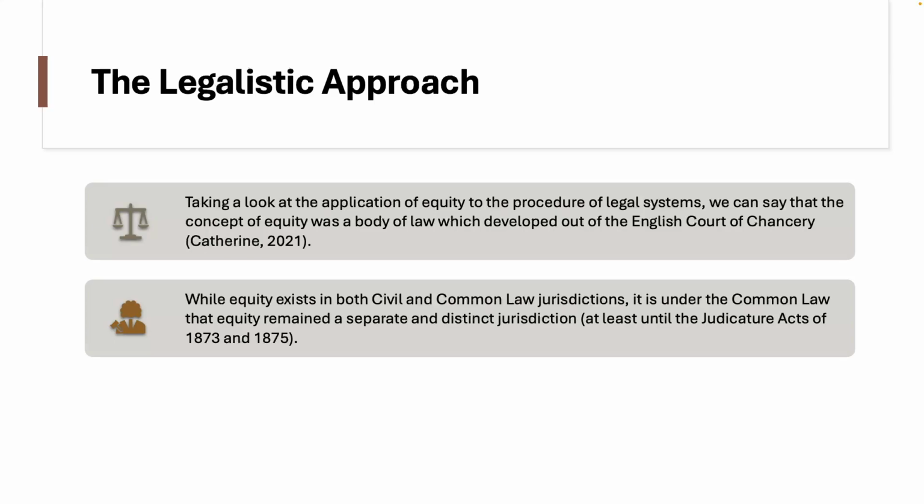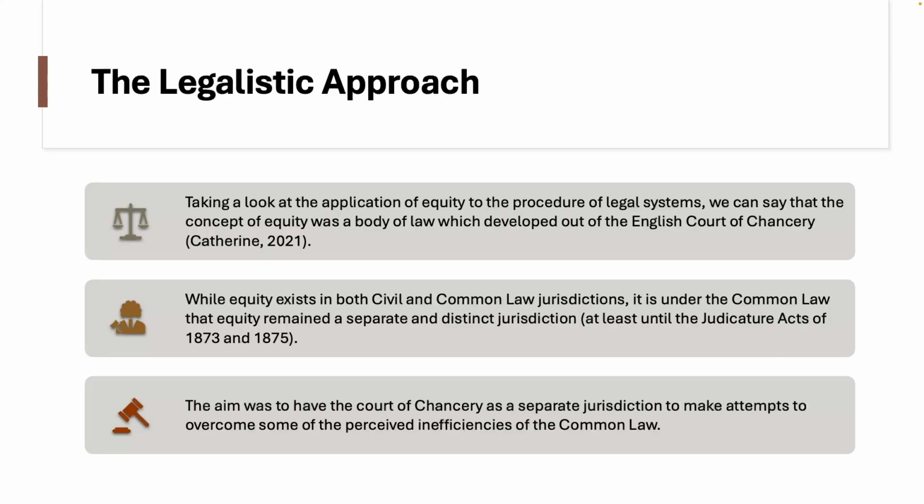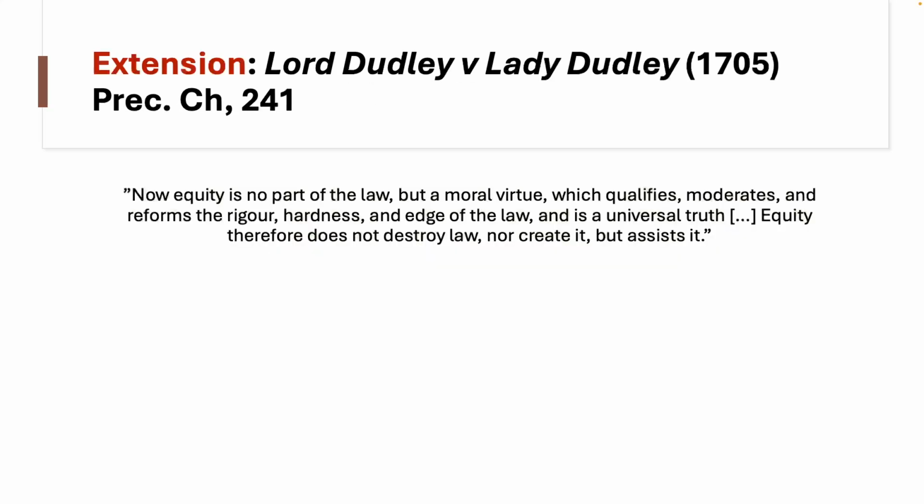There were two different types of courts, and they would often conflict with each other. We'll get to that in the next lesson when we start thinking about the historical development. But fundamentally, there were conflicts that existed between the Court of Chancery and the regular common law jurisdiction. The aim then was to have the Court of Chancery as an institution with separate jurisdiction to make attempts to overcome some of the perceived inefficiencies of the common law.